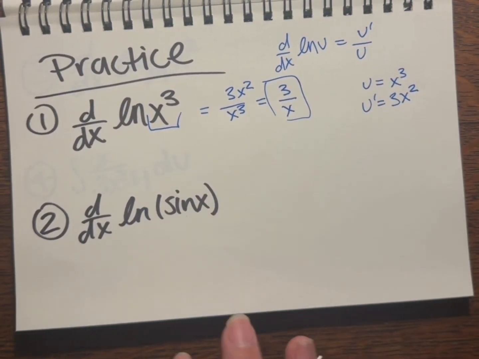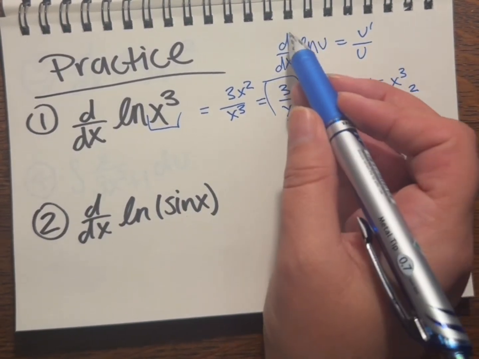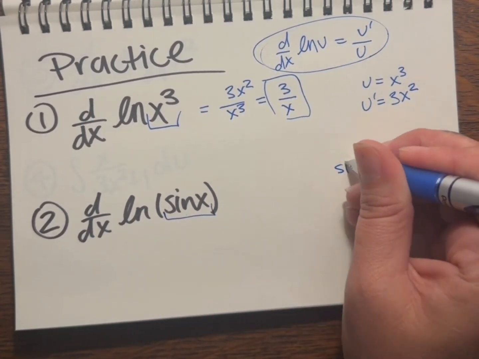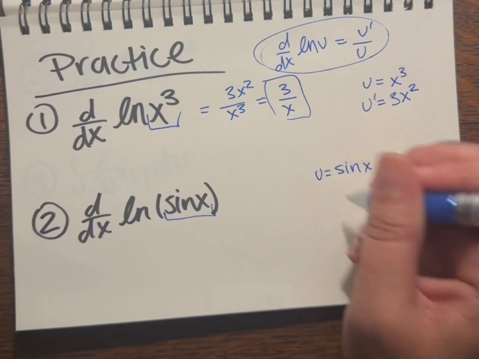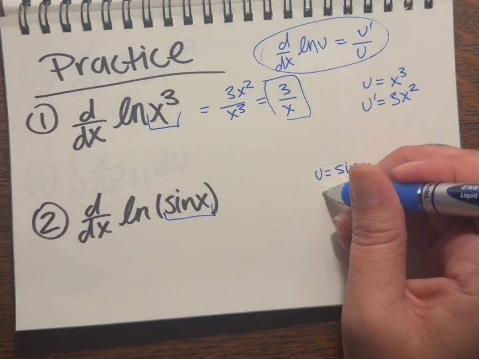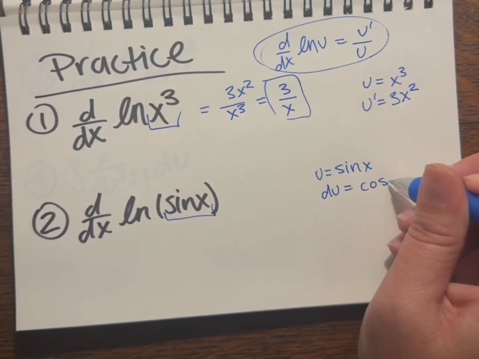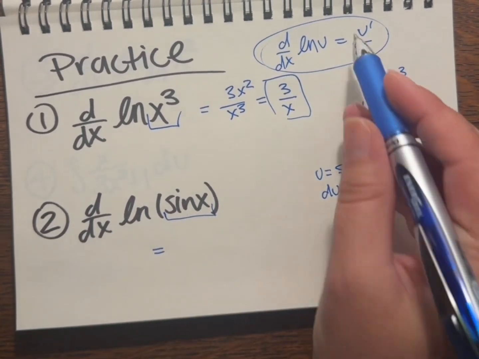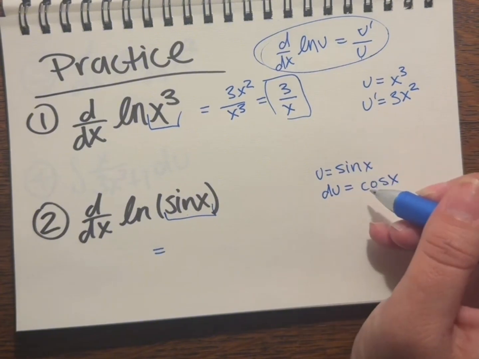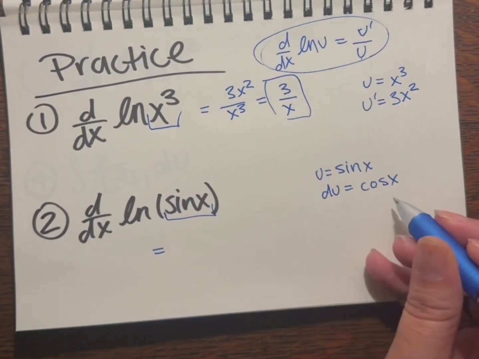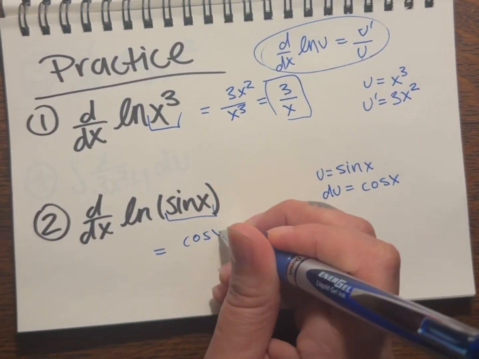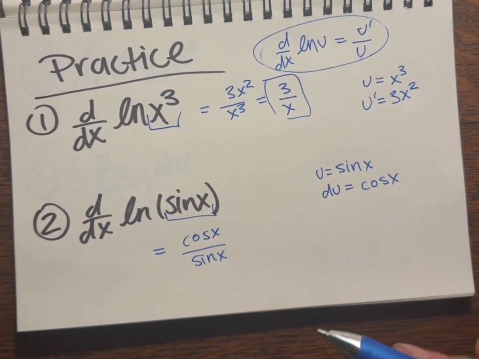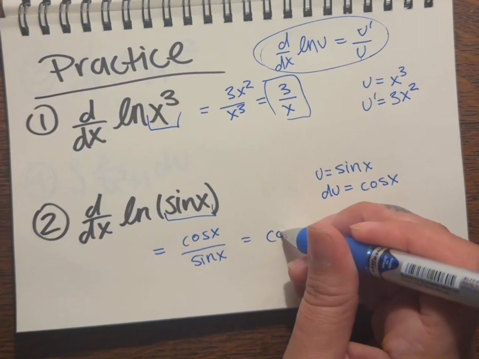Now going to the second problem, we're going to use the same one here. We have a u here of sine x. So u equals sine x, and the derivative of sine is cosine. So this is going to be equal to u prime over u. Du is u prime, so du is cosine x over sine x. And cosine over sine is cotangent.